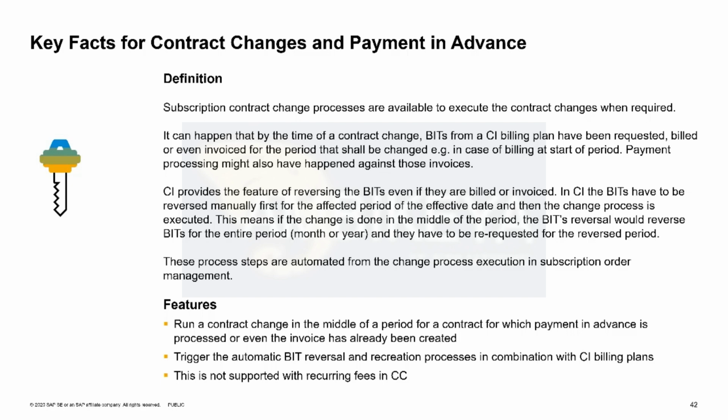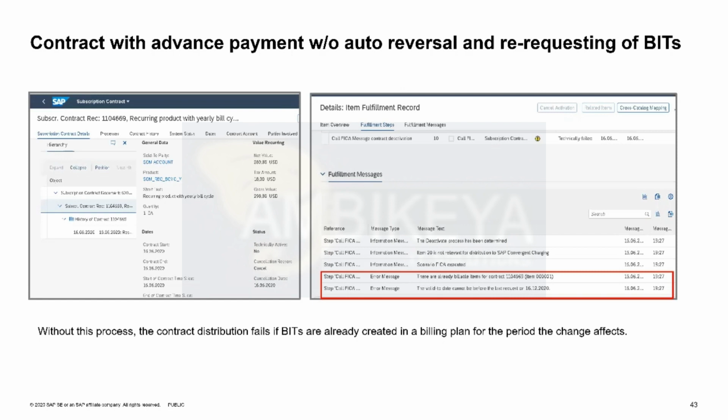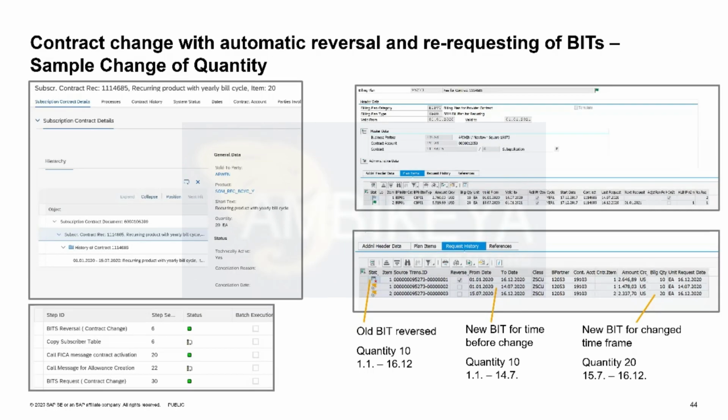So how does it look when it doesn't work? That is what you may see in a 1909 system. There are already billable items for the contract item, and we cannot change the contract before the bid is reversed. Let's assume I do a quantity change. So I have a contract which is running for 1 year. I have ordered 10 pieces, and in the middle of the year, my customer decides, oh, I want to have 20. Well, I do not want to hinder him and say, well, you have paid 10, I can't change your contract.